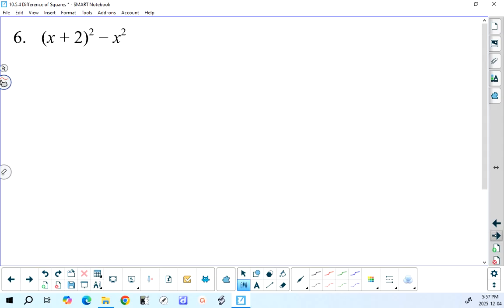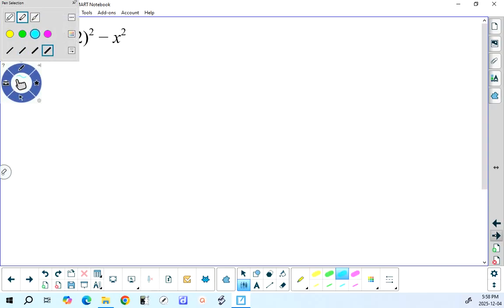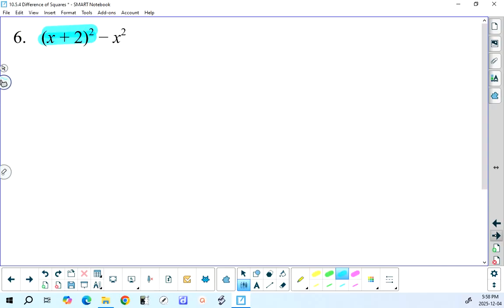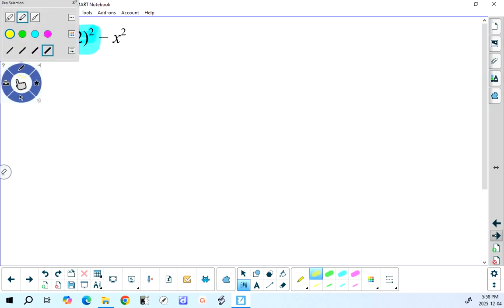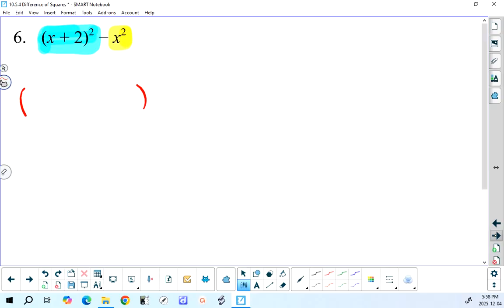I think we have one last example. No, two more examples. This term is a perfect square. So is this term a perfect square? So it's going to factor into something plus something, and that same thing minus something. I'll start with the yellow part. X squared is the perfect square of x. Now the blue part.